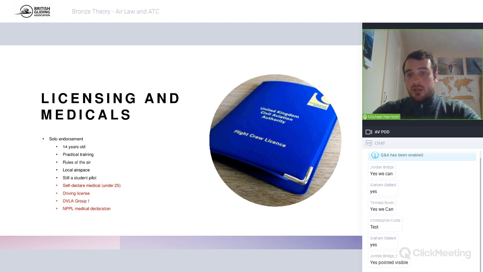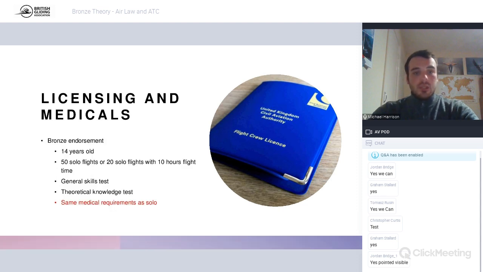Now, if you're under 25, you can just self-declare that you're fit to fly. If you're over 25, then you need to use your driving license to prove that you're fit to fly. If anything stops you from driving a car, that would stop you from potentially flying an aircraft as well. Or you can show a DVLA or NPPR medical declaration. The bronze endorsement, the requirements don't change, but you are now a qualified pilot, essentially. Well, kind of. I'll come back to that.